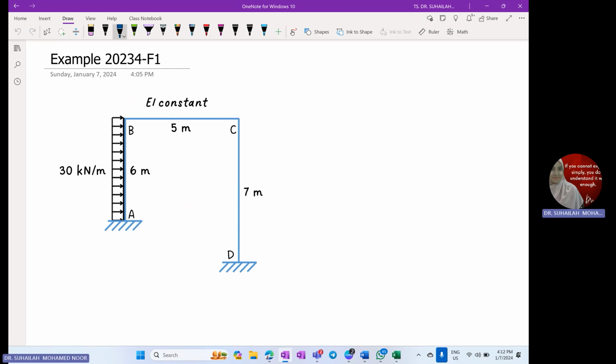4 steps. Step number one, determine the distribution factor. We calculate K in order to determine the distribution factor. That is step number one.